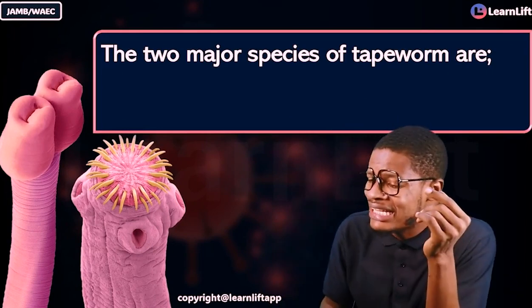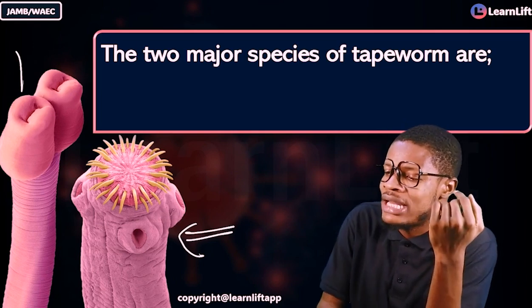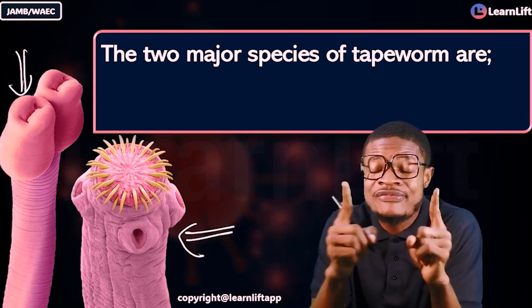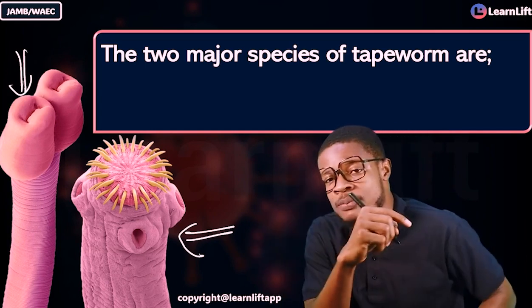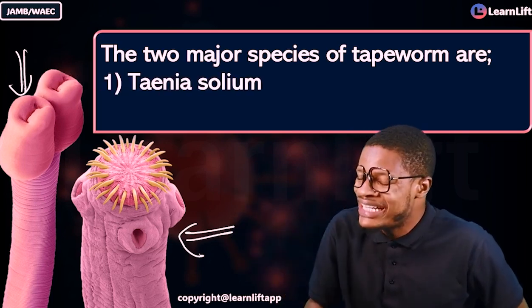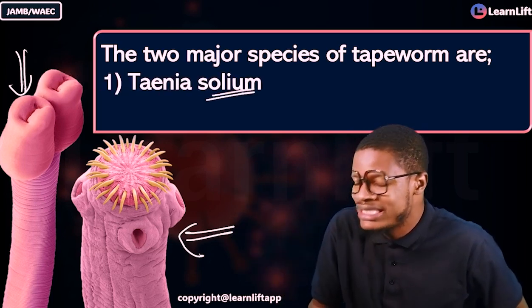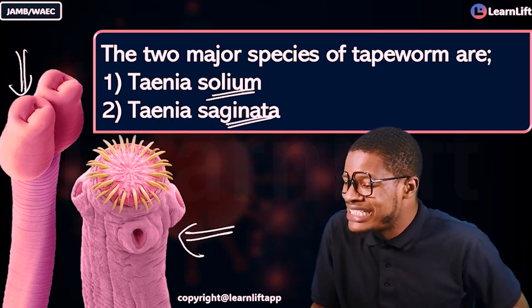You can see clearly that this particular tapeworm we have here and this other one here are different from each other. These are the two major species of tapeworm, and I'll show you how to identify them quickly. Number one is called Taenia solium. What is it called? Taenia solium. Number two is called Taenia saginata.